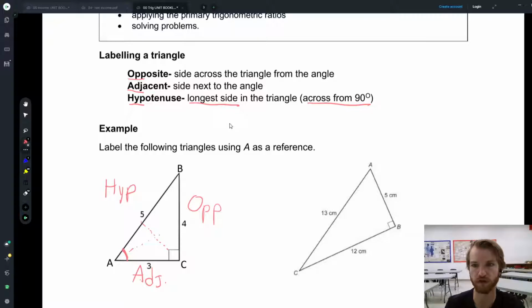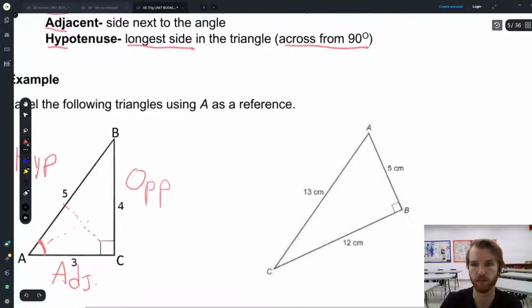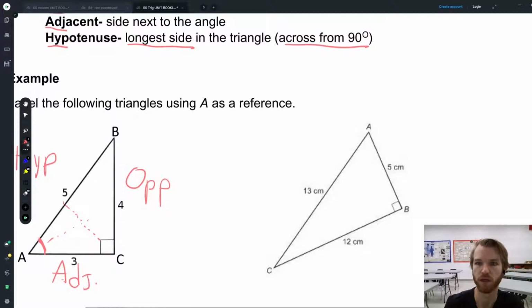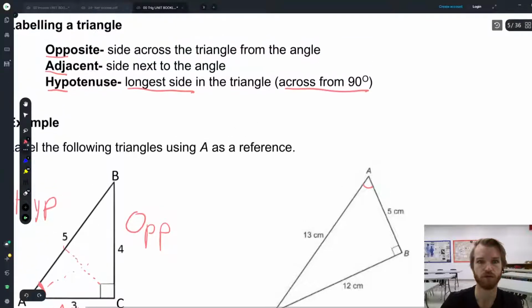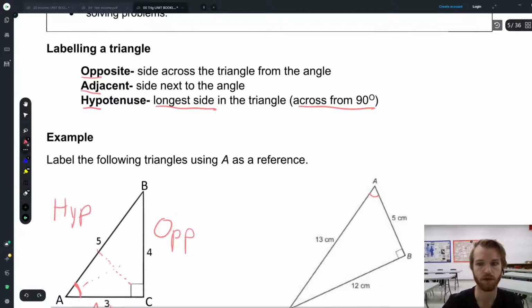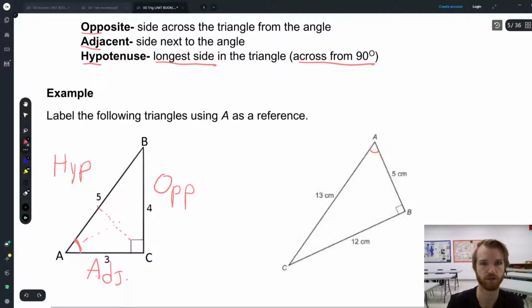In this next triangle, we are again looking from angle A as our reference. Looking from this angle, we need to determine what our 3 sides are. The hypotenuse is always the same. The hypotenuse is always that longest side in the triangle that's right across from the 90-degree angle. So here's our 90-degree angle, and right across from there is our hypotenuse. We can also tell that it's the longest side here. So I'm going to write HYP to stand for hypotenuse.